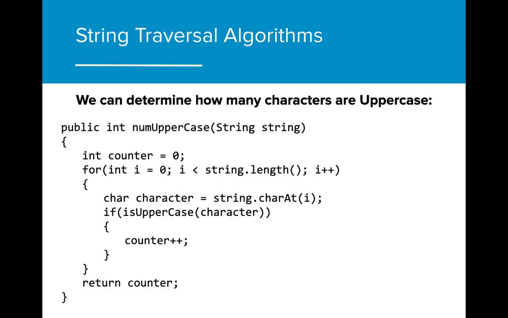Here is an implementation of a method, numUppercase, that returns the number of characters in a string that are uppercase. The for loop in this method iterates through each character in the string by assigning the char character the character at index i. If the character at index i is uppercase, the counter adds 1 to the count. Otherwise, the counter does nothing. The counter then is returned to the initial program.